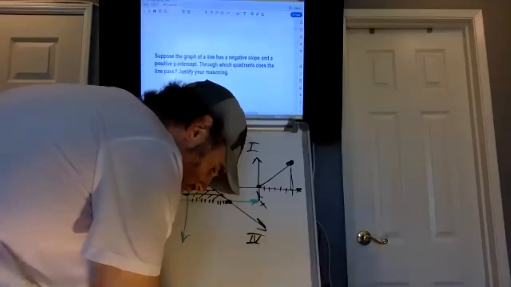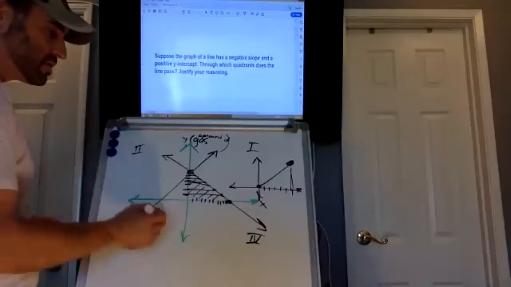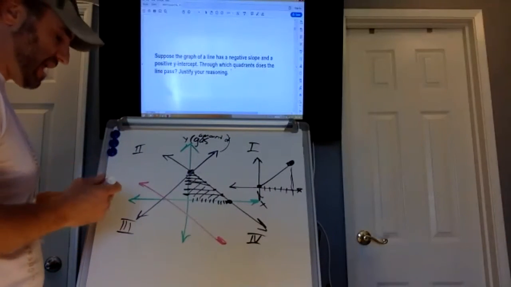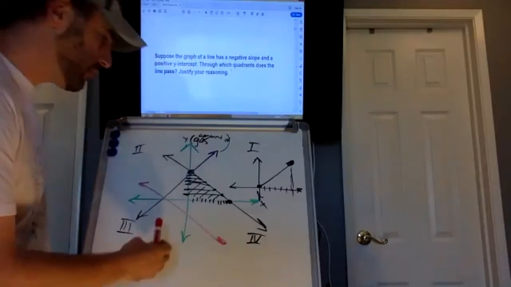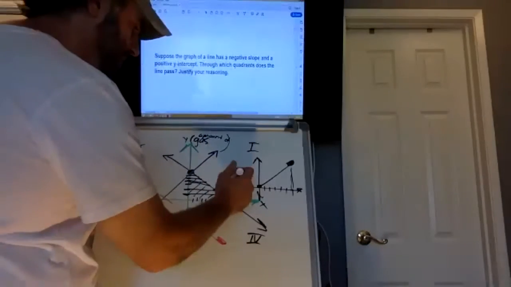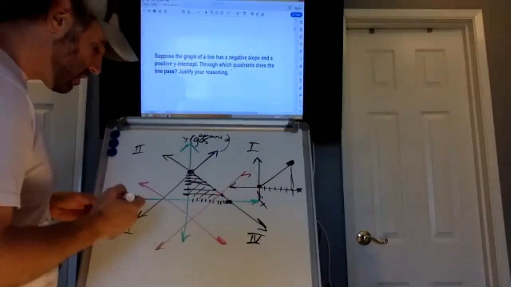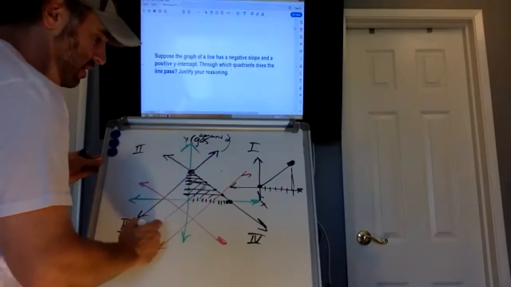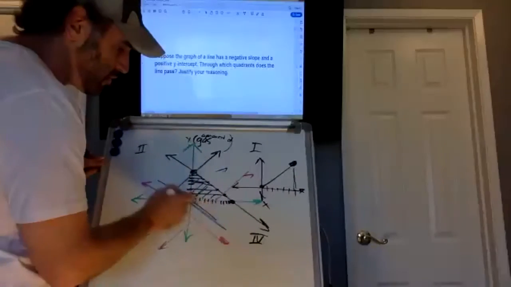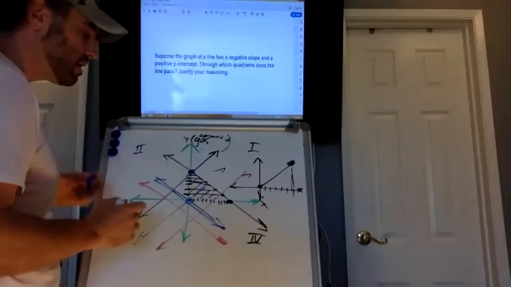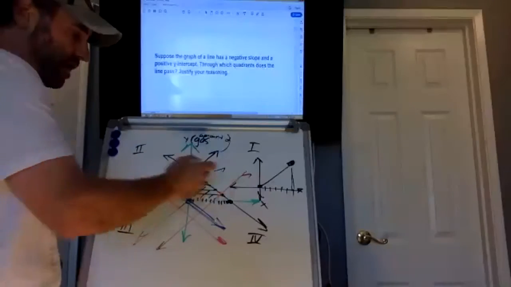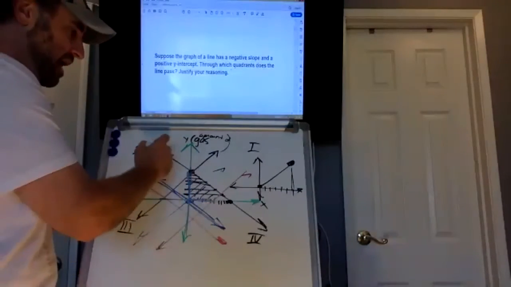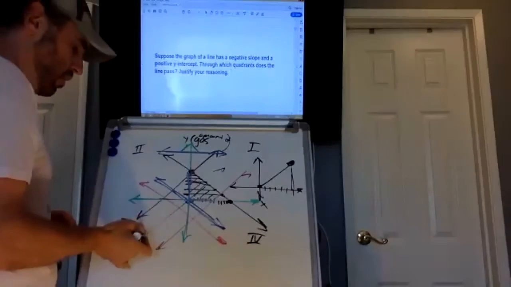Let's draw all the ways I can do this. What if I went through 1, 3, and 4? Okay, it has to be a negative slope. If I go through 3, 4, and 1, it has to be a positive slope. Of course, I can always go through the origin. Then I can have anything I want because I'm going through the origin. That's only one point. There are infinitely many lines you can put through a point. So I can have up and down, I can have side to side, right? But I can't have side to side here and still go through quadrant 3.